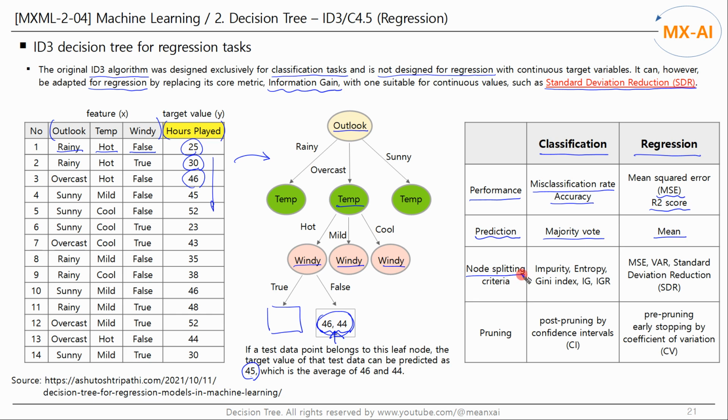For node splitting criteria, classification models use information gain, etc., while regression models use the Standard Deviation Reduction, SDR. For decision tree pruning, classification models use post-pruning with confidence intervals, while regression models use pre-pruning with early stopping using coefficient of variation, CV. In this video, we'll take a closer look at these features.